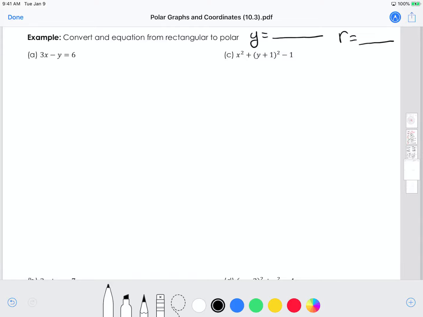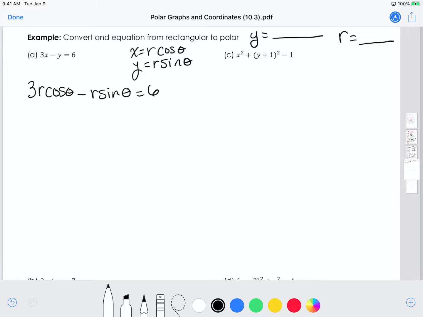So what you need to keep in mind when you're transferring this from rectangular form to polar form is that x is r cosine theta and y is r sine theta, because the majority of the time we're just going to substitute those expressions in for x and y and then clean up the equation and try to solve it for r. So in part A, everywhere I see x, I'm going to replace it with r cosine theta. So I have 3 times r cosine theta, and y is r sine theta, and that's equal to 6.